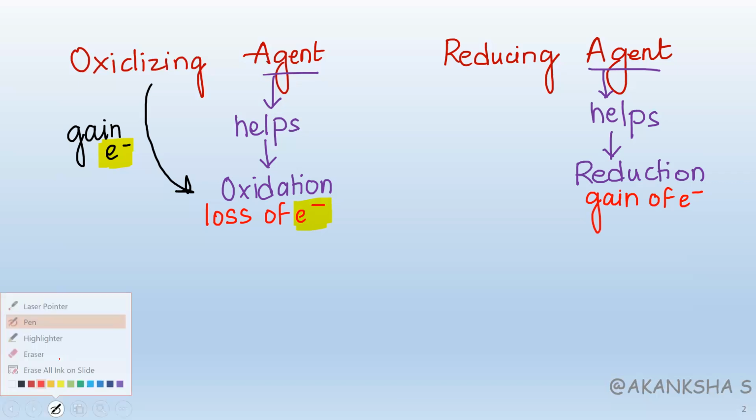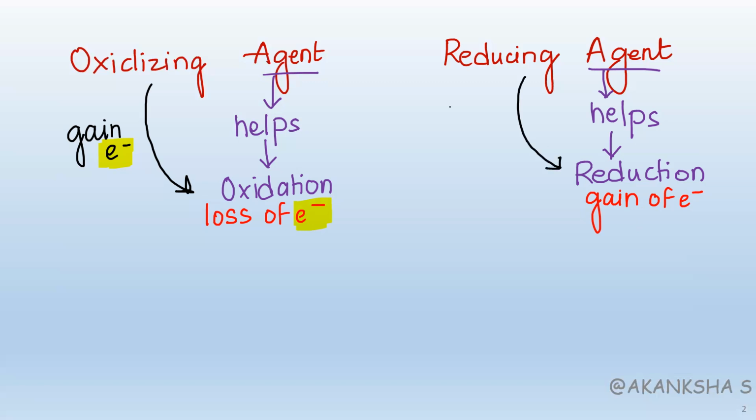Okay, now this electron that needs to be gained, who is giving it? Who is giving the electron to be gained in the reduction process? That is the reducing agent. The reducing agent is going to lose electrons. The reducing agent will lose electrons in order to support the gain of electrons in the reduction process. So please keep it simple.